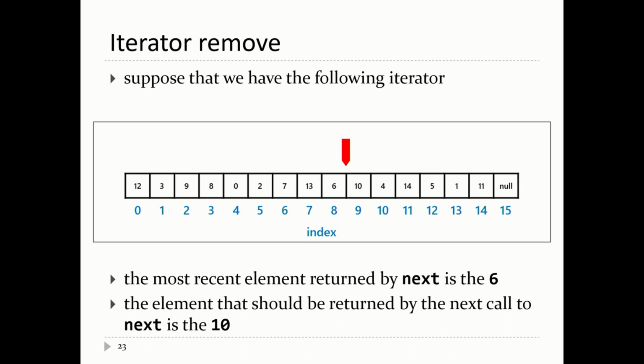All right, so how about remove? Here's an iterator sitting between indexes 8 and 9. The most recent element returned by the iterator was the one at index 8, the 6. Sorry, let's back up one step. If I have this iterator, I know that the next element that should be returned by the iterator is the 10.